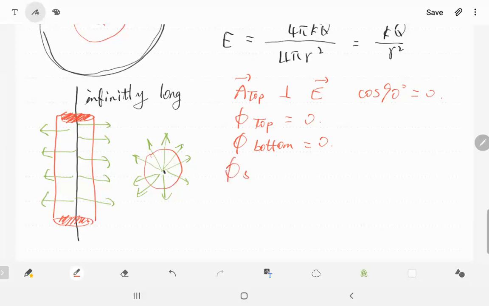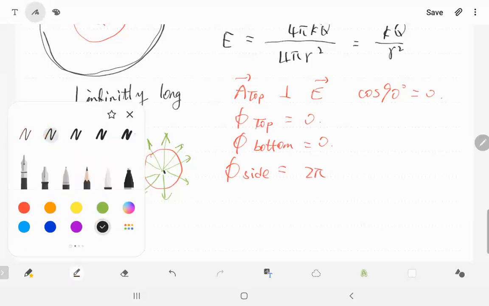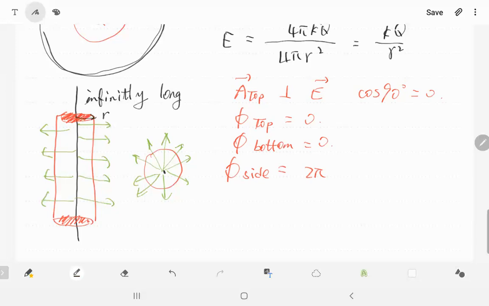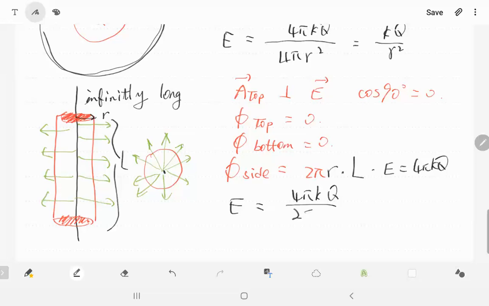Only the side surface has flux, and the side surface has an area equal to the circumference, 2π times the radius, and I know the radius is r. So 2πr, the circumference of the surface, times the length l of the cylinder we sketch. This is the total surface area, times E. By Gauss's law this is equal to 4πk times the charge inside. So then we have the electric field equal to 4πkQ over 2πrl.